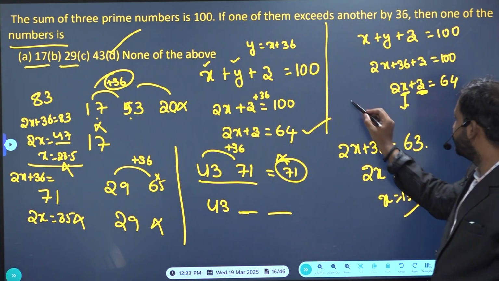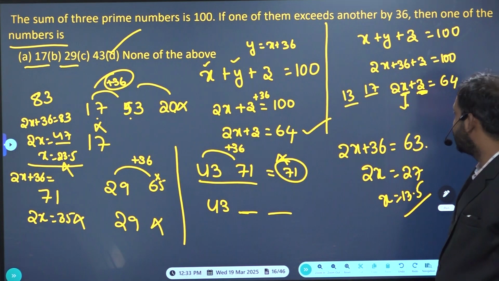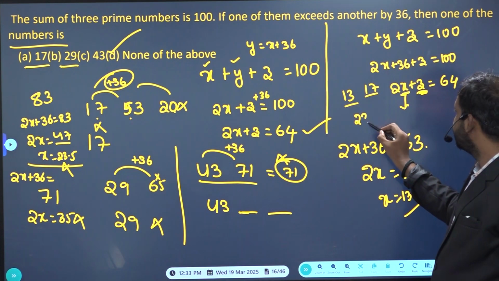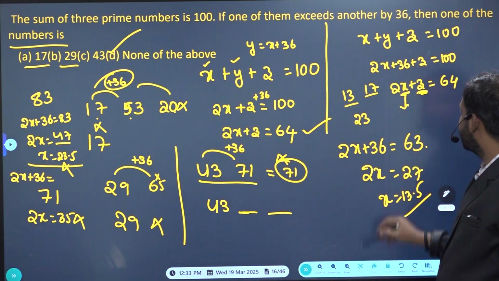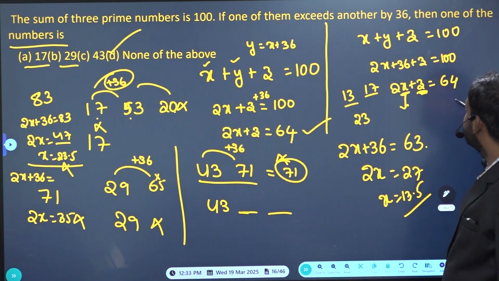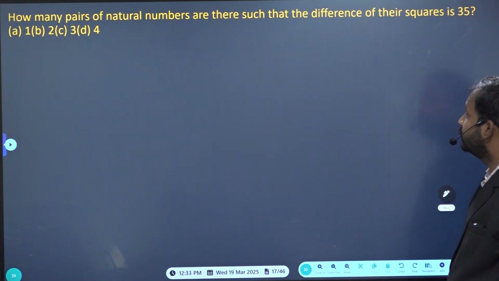So think carefully. For example, if I substitute 13 and 17, what will happen? 2 13s are 26 plus 17, it is not possible. I will think 23. Okay, it becomes 43, 46 and that one is also not possible. So please check that one. Okay, here the answer is none of the above. Next one.